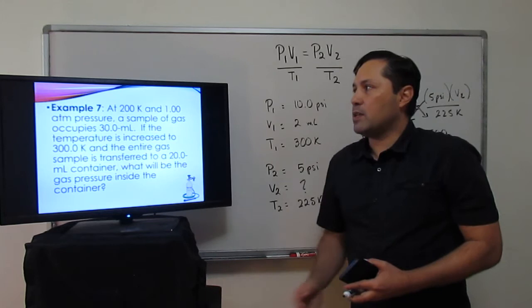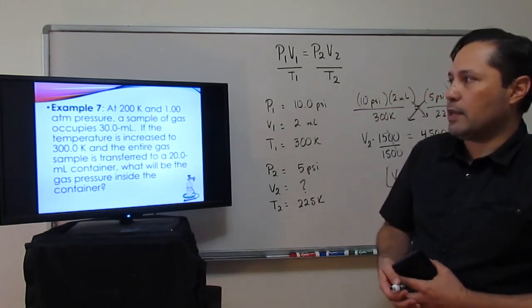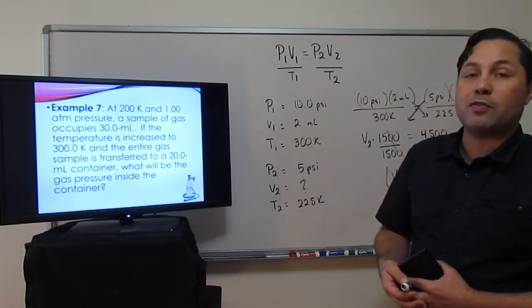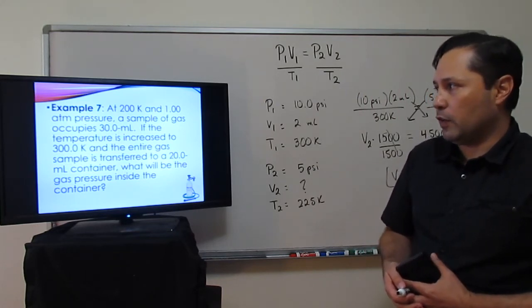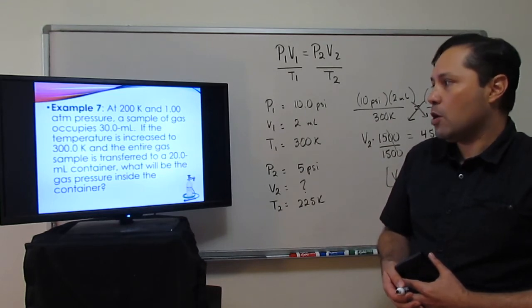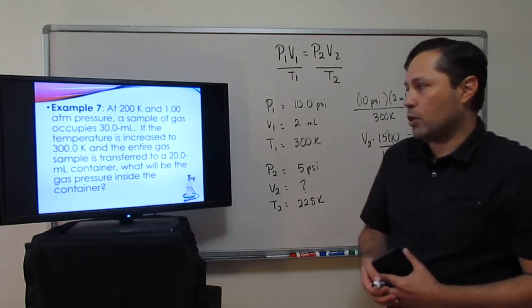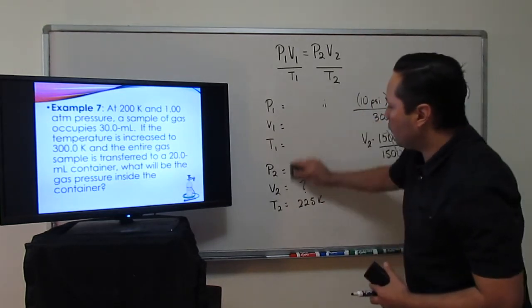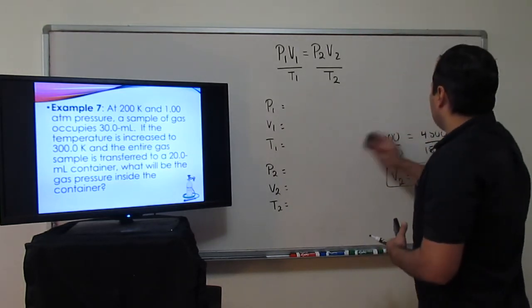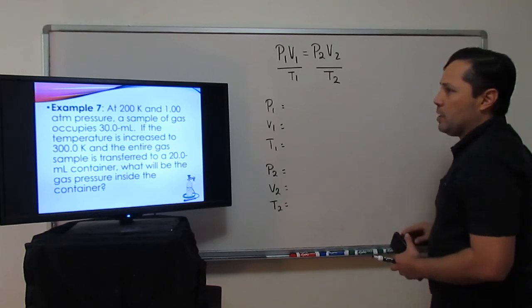Example number 7 says, at 200 Kelvin and 1 atm pressure, a sample of gas occupies a volume of 30 milliliters. If the temperature is increased to 300 Kelvin and the entire gas sample is transferred to a 20 milliliter container, what will be the gas pressure inside the container? Alright, so let's write down all the given information. Initial pressure, volume, and temperature.